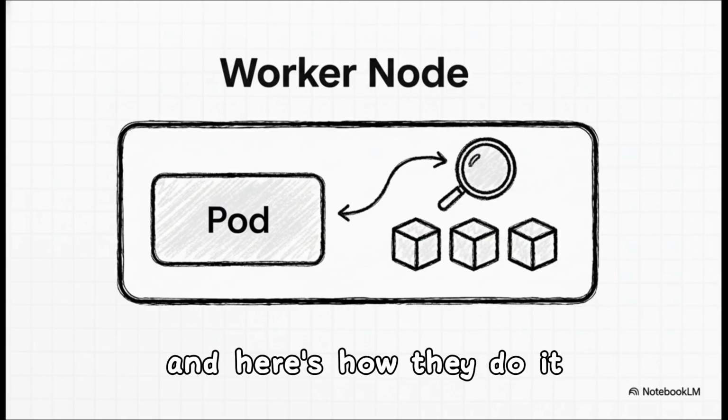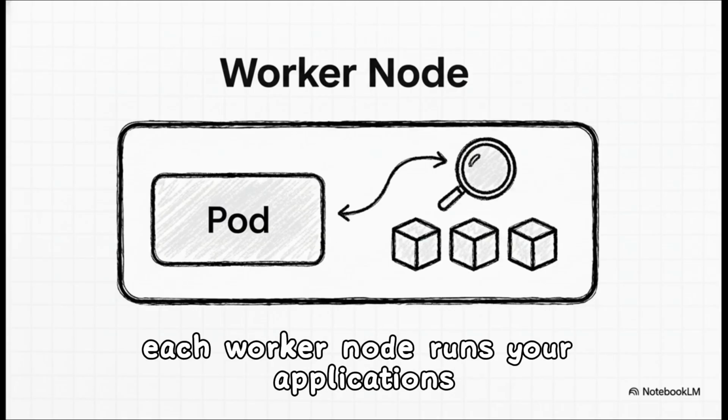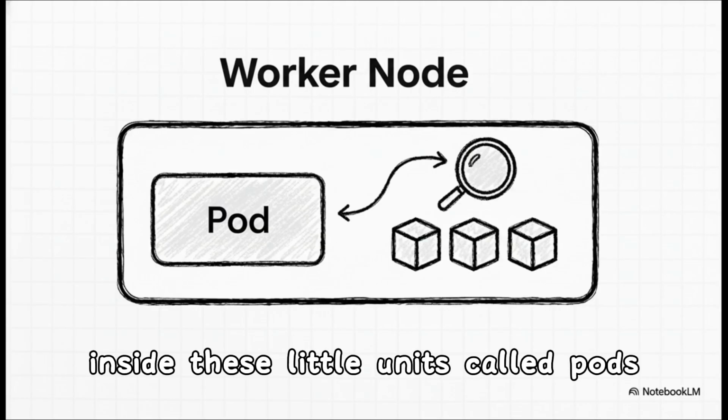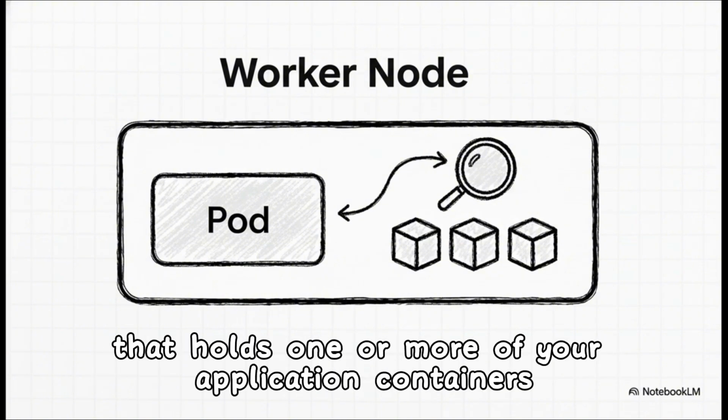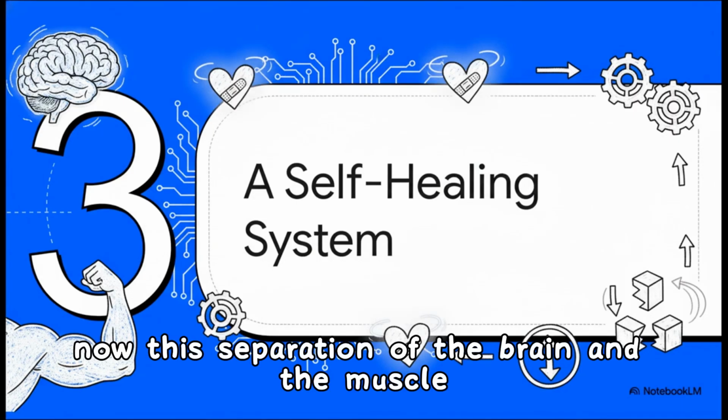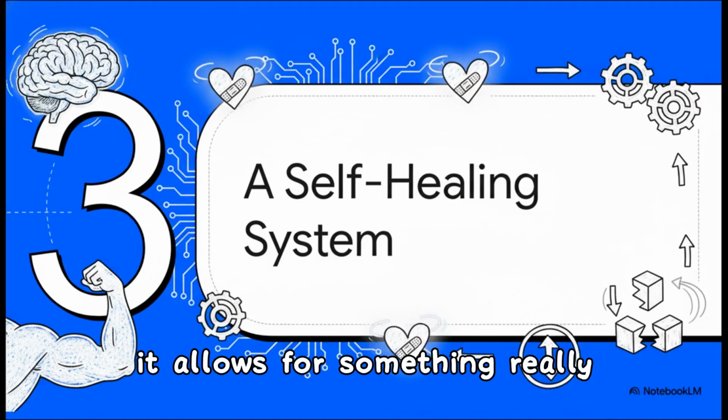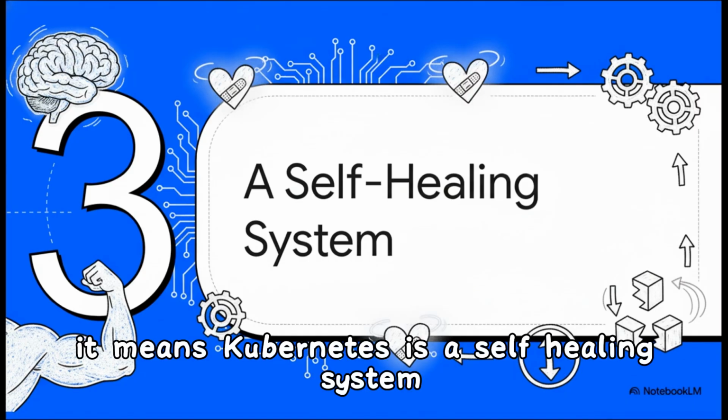And here's how they do it. Each worker node runs your applications inside these little units called pods. For now, just think of a pod as a little bubble that holds one or more of your application containers. Now, this separation of the brain and the muscle, it allows for something really, really cool. It means Kubernetes is a self-healing system.